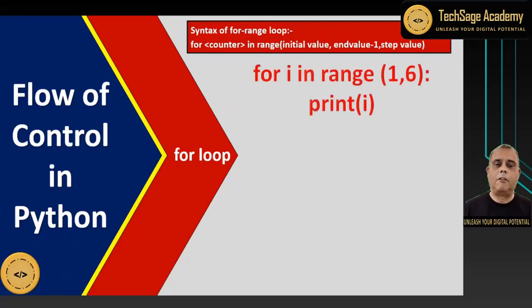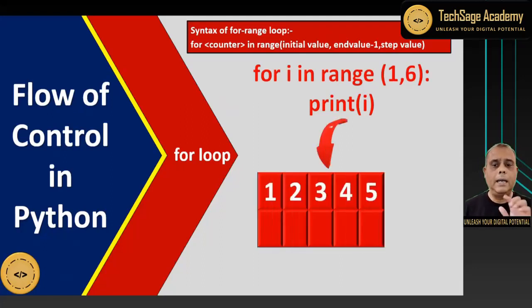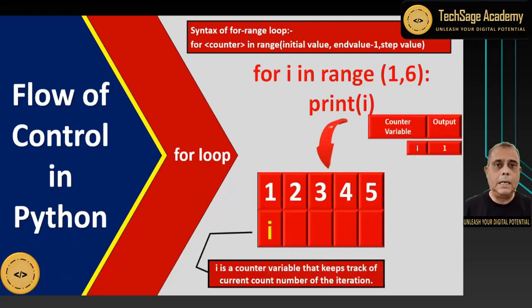Here is a for loop: for i in range 1 to 6. So the range function will generate a series of numbers from 1 to 5. i is the counter variable here. Now this counter variable is initialized to 1. That means it will start its iterations from the initial value, and that is 1 in this case. So the value of i also becomes 1. And when we print this statement, the output will be 1.